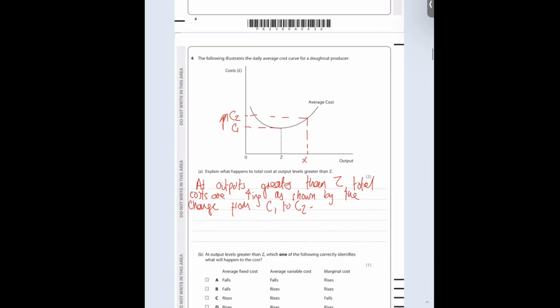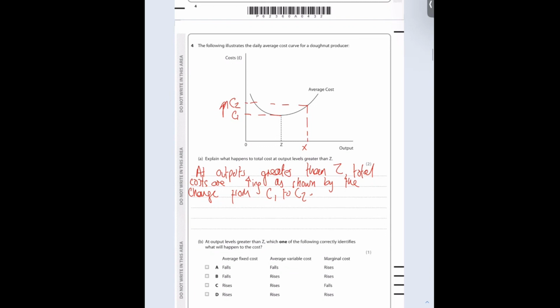At output levels greater than Z, which one of the following correctly identifies what will happen to the cost? Okay, so average fixed cost. Average fixed cost, remember, is fixed cost divided by output. So the more you produce, the lower your average fixed cost should be. It doesn't matter if this diagram is going back up again, like we can see here. Your average fixed costs are going to be going down because output is increasing. So immediately I can get rid of C and D.